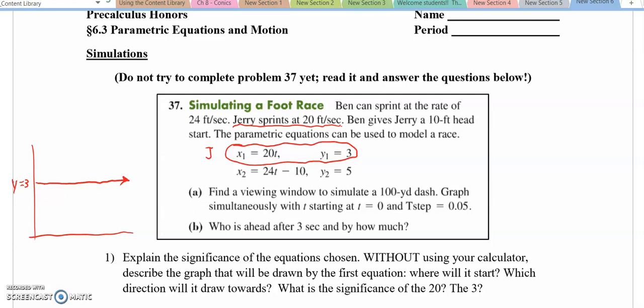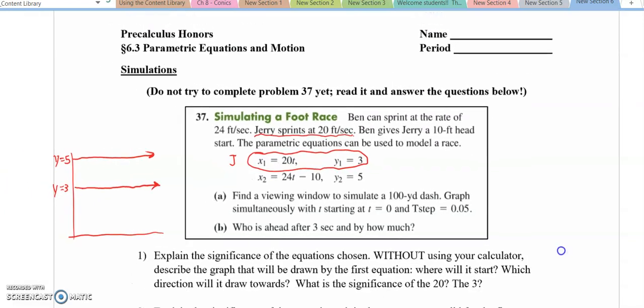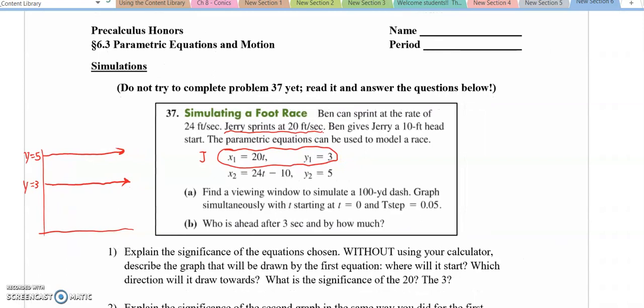Likewise, the 5 in the second parametric equation is also arbitrarily chosen. You just want these to be two different values that space the two runners out along the screen. Make sure that you take note of the fact that, in the way they've set this up, Jerry is the runner who will be portrayed on the bottom, and Ben would be the one on top. Now, the 20, you were asked the significance of that. We already said that was Jerry's rate.